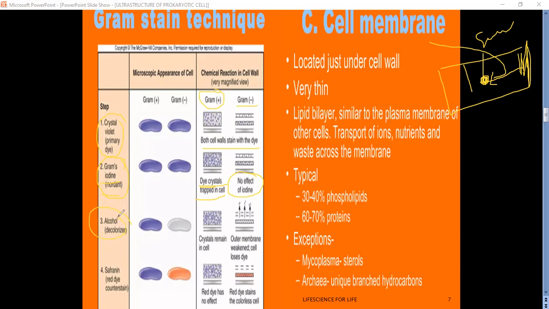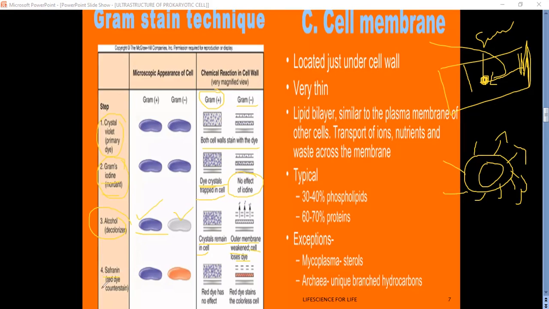In the third phase, alcohol is added, a decolorizing agent. When you add the alcohol, what happens? In gram positive bacteria, the crystals remain in the cell. But the gram negative bacteria has the outer membrane of the LPS layer. This lipid layer gets dissolved, and it removes the primary stain, which gets out of the LPS layer. That's why the outer membrane is weakened. The cell loses dye.